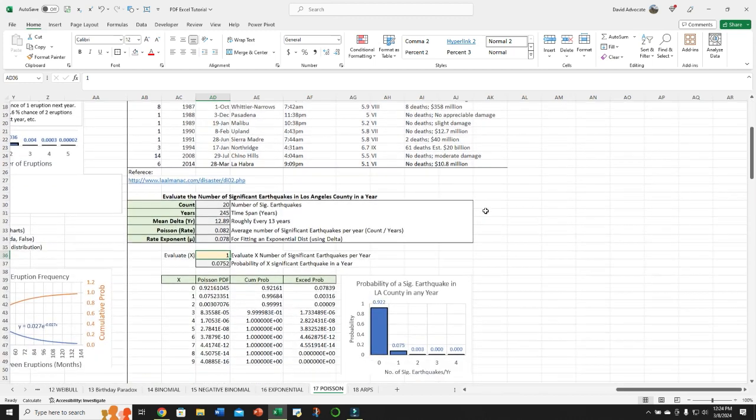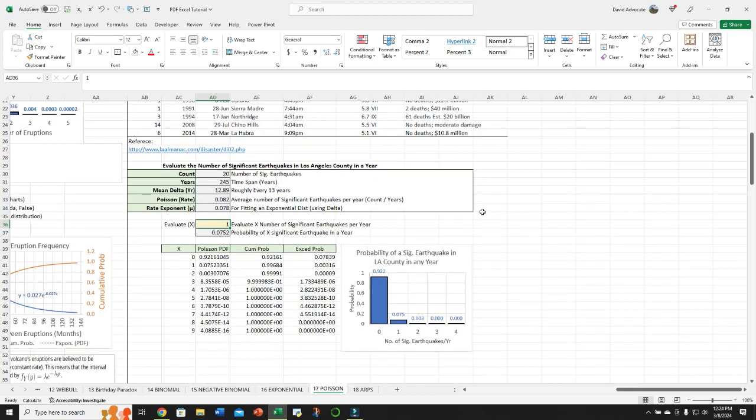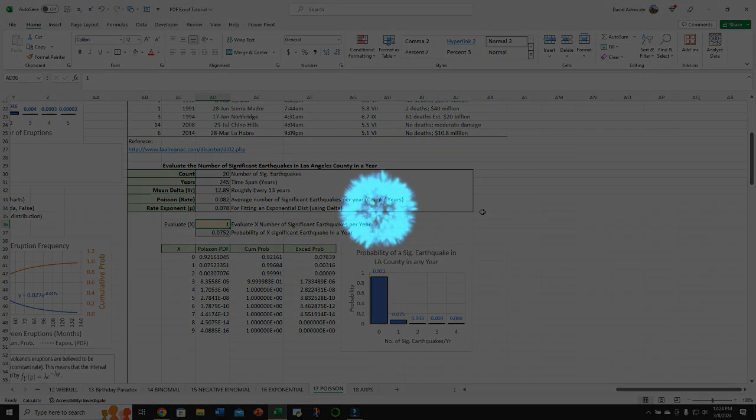Scrolling down, we can see that the Poisson analysis shows a 7.5% chance of 1 significant earthquake per year, and the table and the chart show, for example, a 92% chance of 0 earthquakes per year, and so on. I guess Los Angeles County is a much safer place to live than I thought, at least with respect to significant earthquakes. This concludes this video.